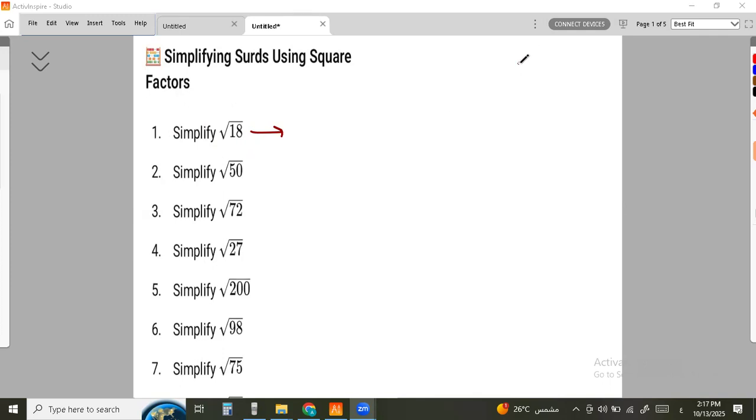Well, we know that it is 1 times 18. But we're not going to use the 1, stay away from the 1. Then I know that it is 2 times 9. It is 3 times 6. Perfect. Which one of them has a square number? This? No. This? No. This one, yes. So I'm going to say that root of 18 is actually root of 9 times root of 2, which is 3 root of 2.